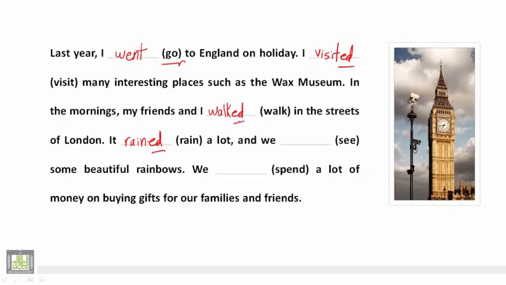a lot, and now here we have an irregular verb. Some beautiful rainbows. We have an irregular verb. We spent a lot of money on buying gifts for our families and friends.